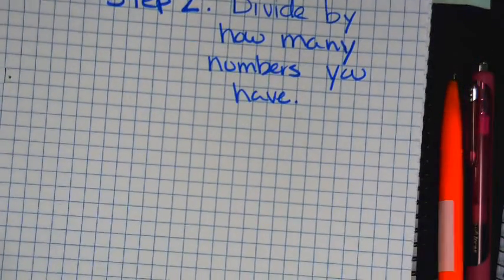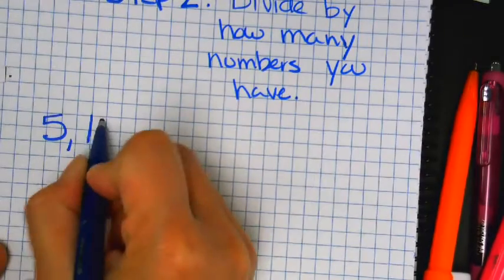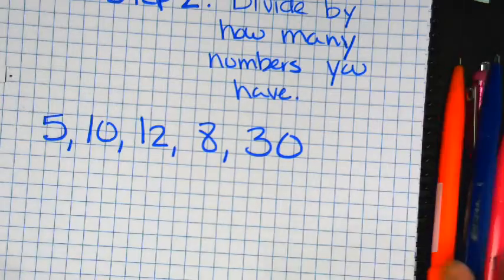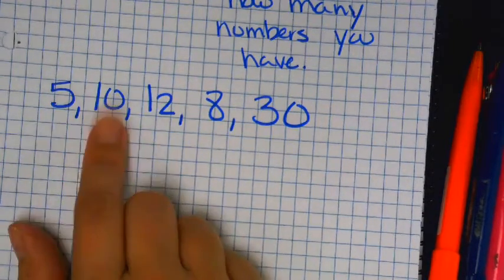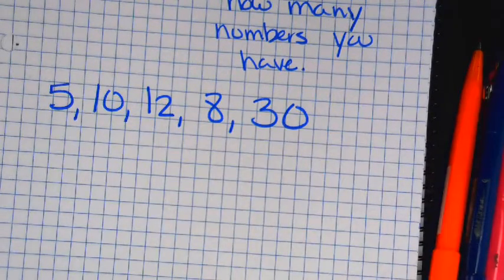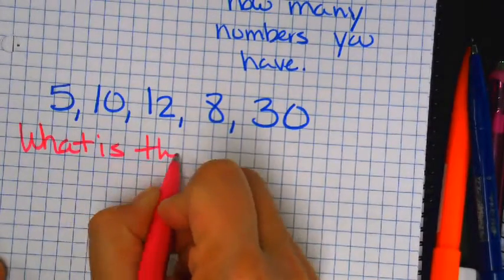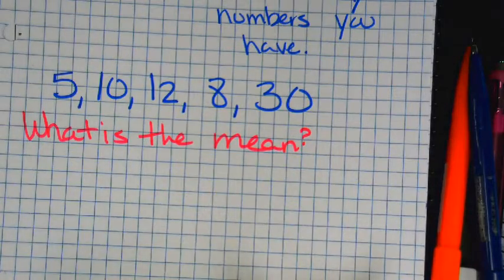Or with your GPA. All right, well, let's try it out here. So let's say I have the numbers 5, 10, 12, 8, and 30. Whoa, 30. So these are your test results. You have a 5, a 10, a 12, 8, and 30. So you scored a lot on the last test, let's say. So the question is, what is the mean? So what's our first step?